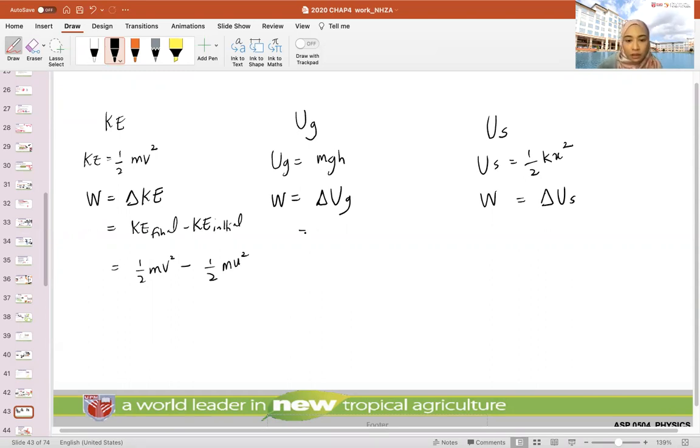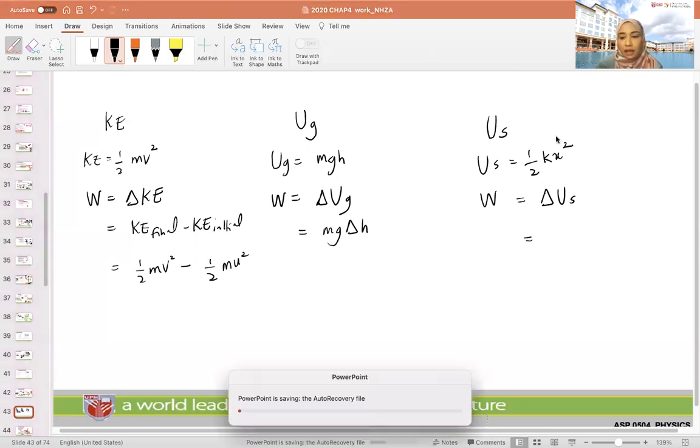For this one, this should be mg. M and g do not change, so I can only change my h. So this is delta h. And then for work done for the spring, I cannot change my K. K is related to the property of the spring. So the only thing that I can change is X.